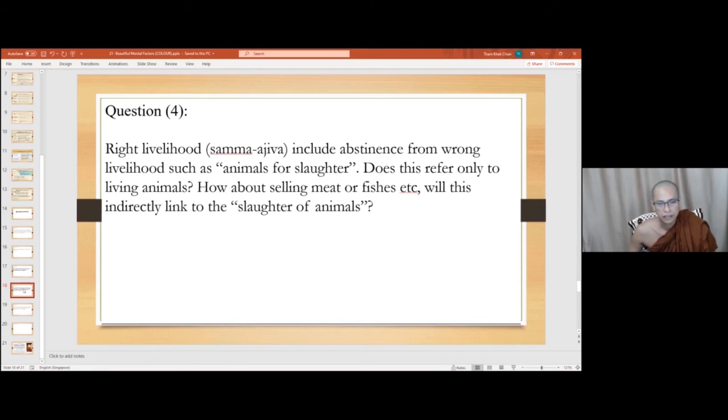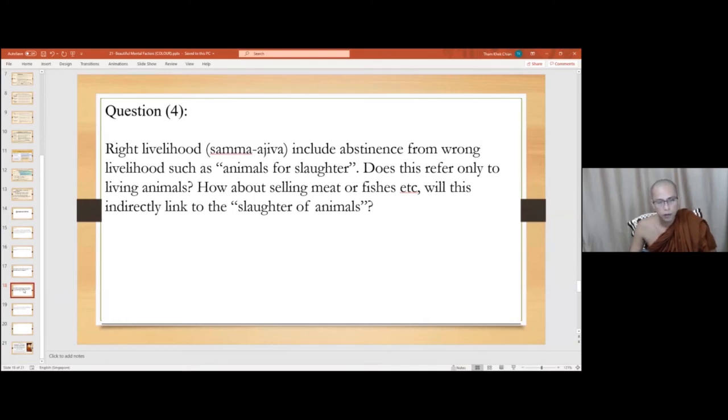This question is very good, but not easy to answer in one way. So for example, if we are selling meat, the source of it is slaughtering. The meat we are selling comes from the slaughtering, killing. That is also considered a wrong trade, a wrong way of trading, a wrong livelihood.